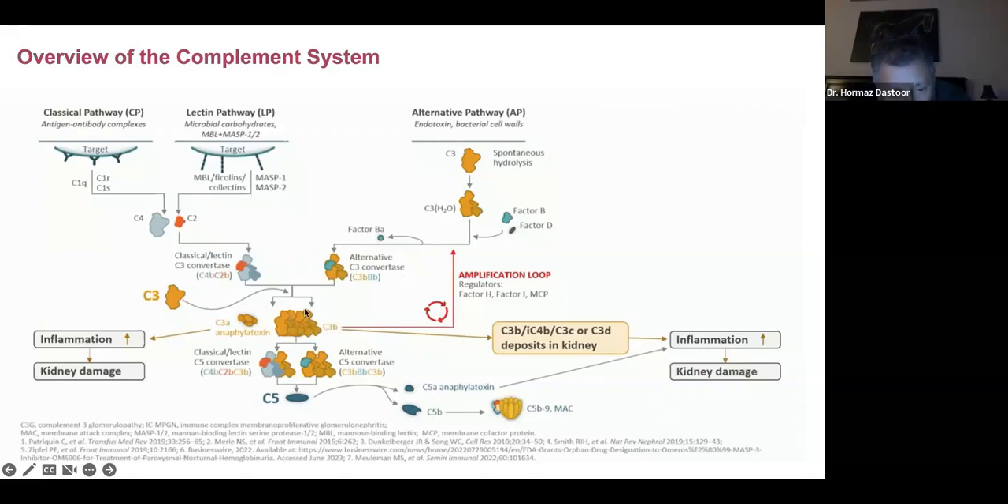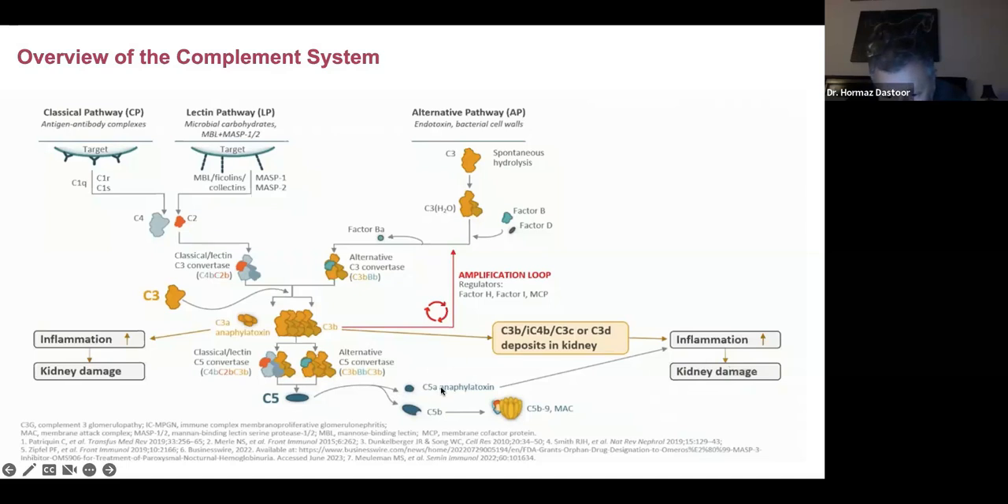Now, C3b in turn has various different functions. So it's an important molecule. Number one, C3b will combine with the C3 convertase of the classic and alternate pathway to form C4b2bC3b and C3bBbC3b, which in colloquial terms are also called the C5 convertases of the classic and alternate pathway. This C5 convertase works on C5 and breaks it down into C5a and C5b-9, which is also known as the MAC complex and is responsible for kidney damage.